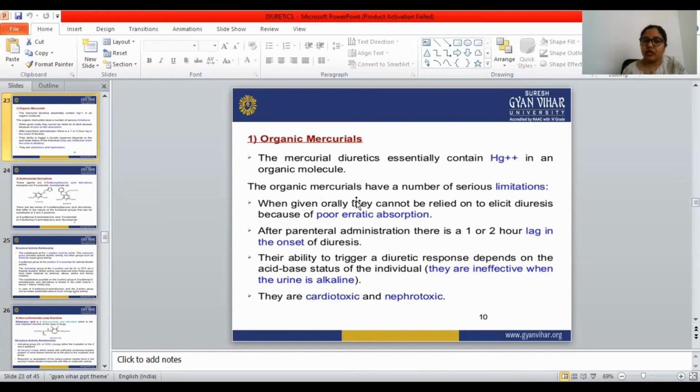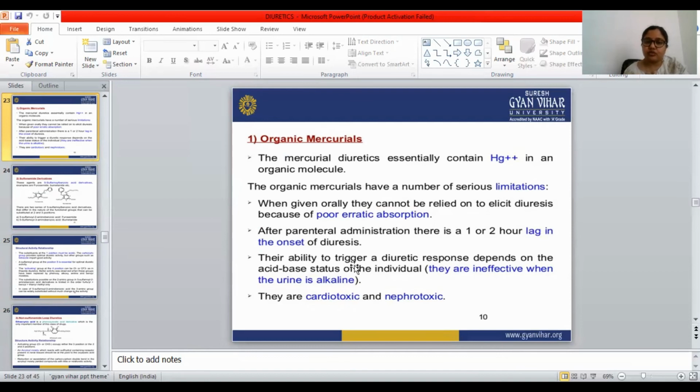The organic mercurials have a number of serious limitations. When given orally, they cannot be relied on to elicit diuresis because of poor, erratic absorption. When we give the organic mercurials orally, that shows poor diuresis. And after parenteral administration, there is a 1 or 2 hour lag in the onset of the diuresis. The drug acts only 1 or 2 hours after administration.